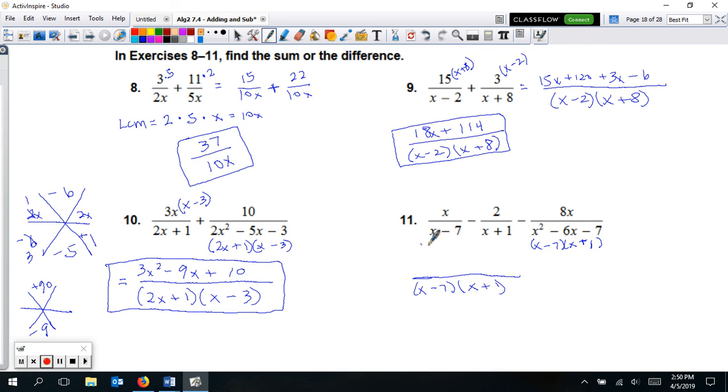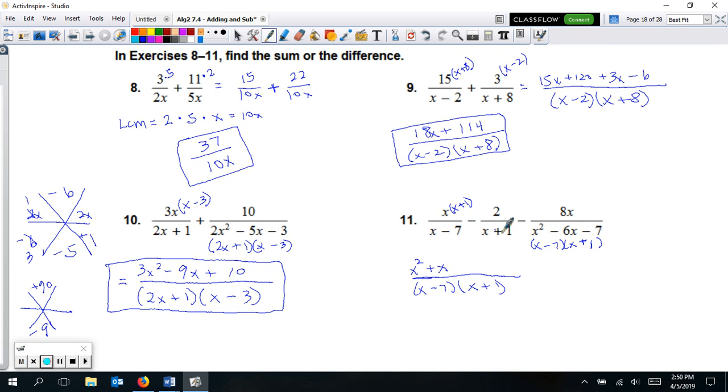And now on the top we need to get equal fractions with all of these. So our first fraction, we multiplied x minus 7 times the x plus 1 to get that. So this one's going to require us multiplying this x times an x plus 1. So x times x will be an x squared. Let's start with putting that down. And x times 1 will be an x. So we'll put that down.